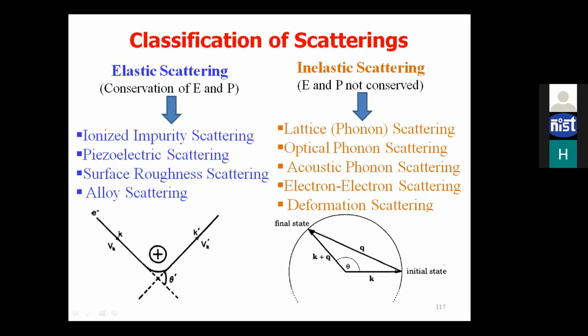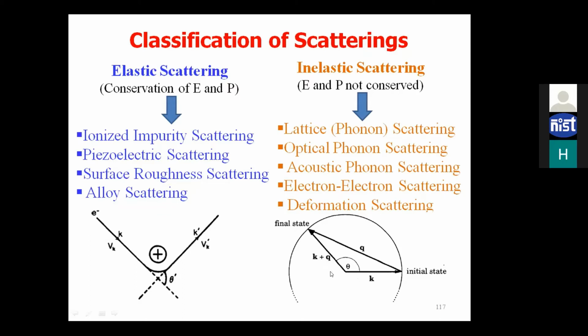So what is elastic? As we say, you can see here, let this be the initial state. Now due to this collision scattering, it takes the direction k plus q, in this direction.